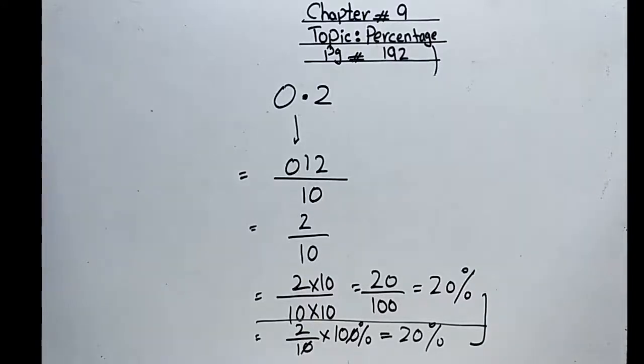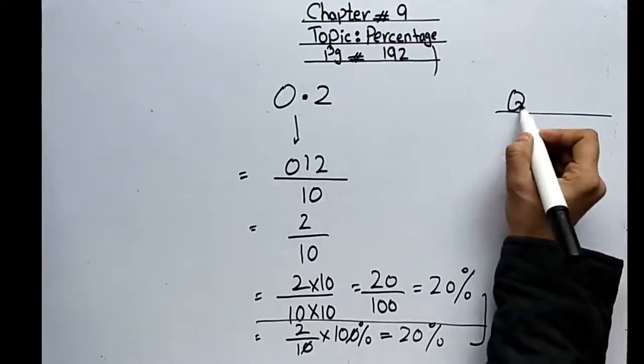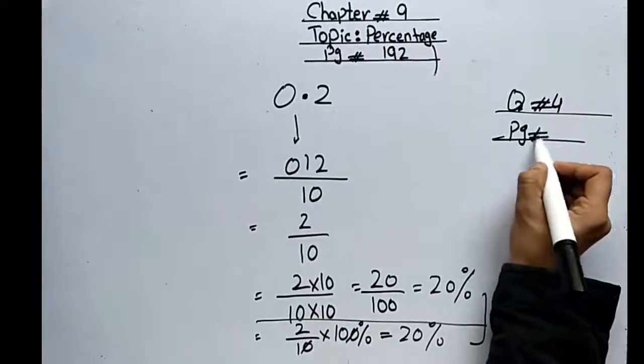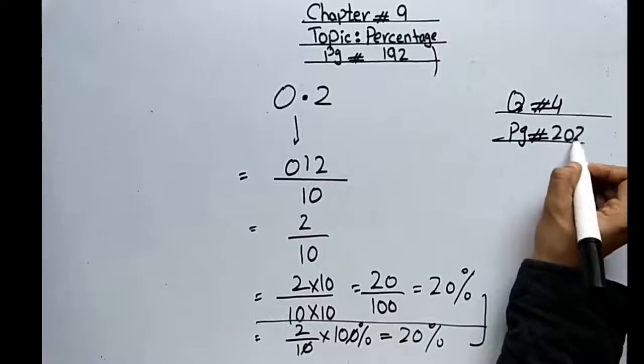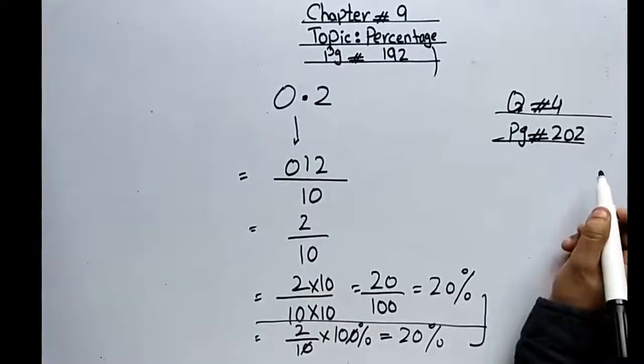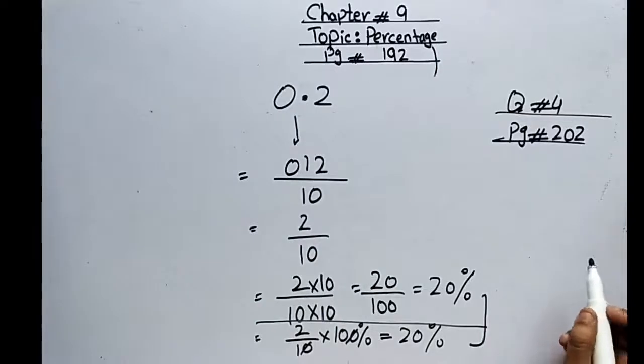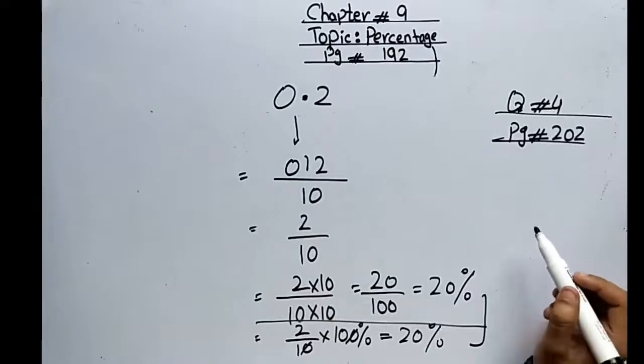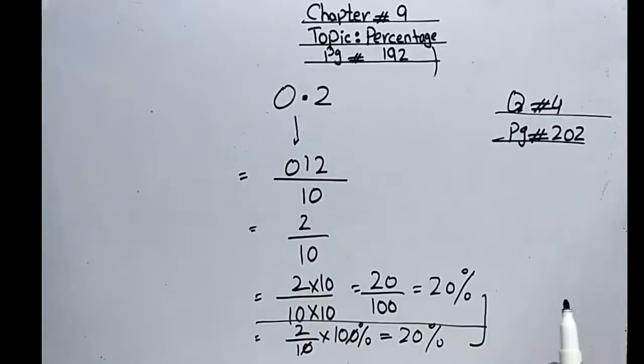Okay. Now do the practice of question number 4, page number 202. Find all the parts. These parts are related to this question, so do these parts by yourself. Got it, beta? These are so easy. Okay. Now come to the next topic. And the next topic is the conversion of a decimal number.